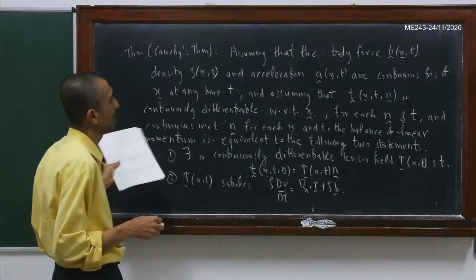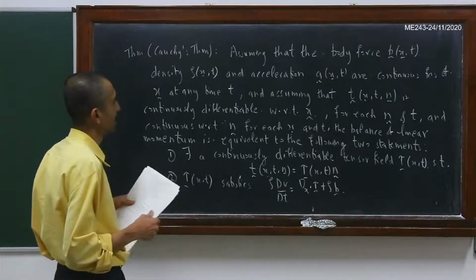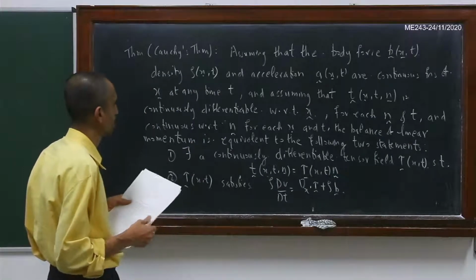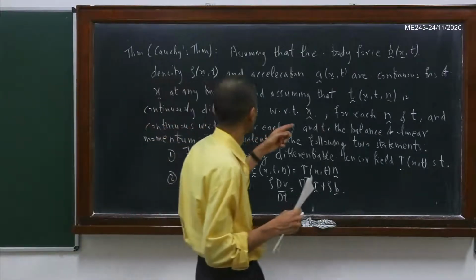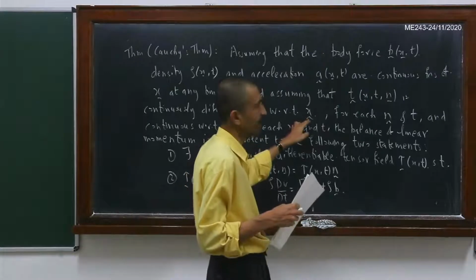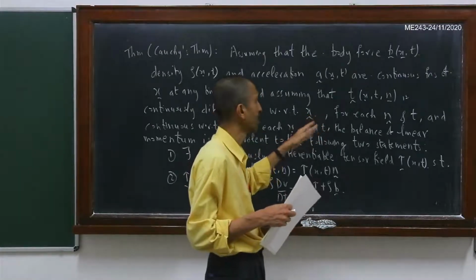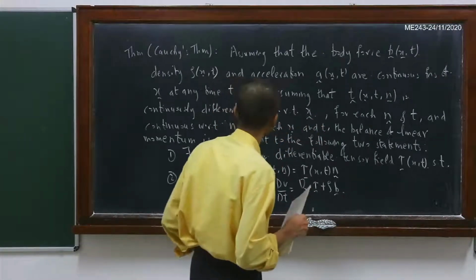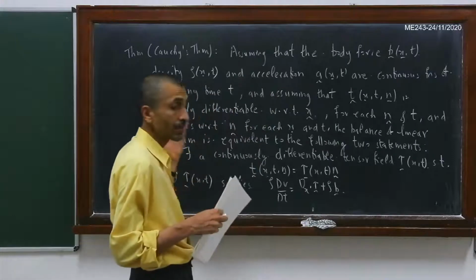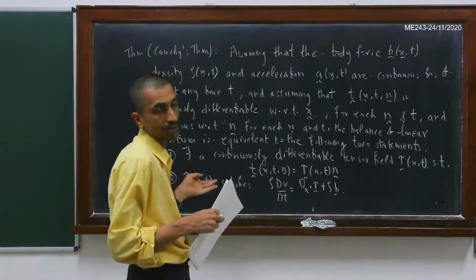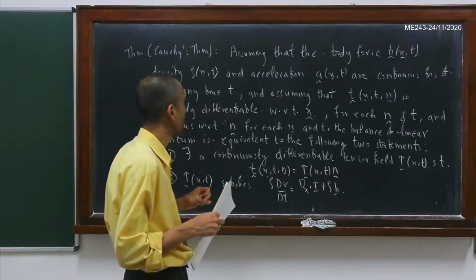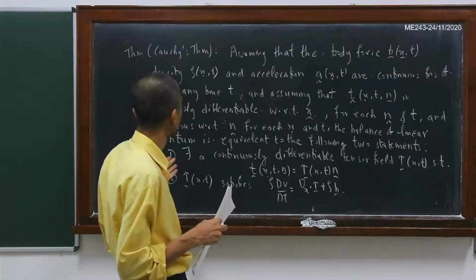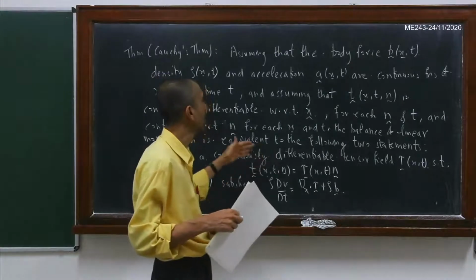So basically we assume that the body force, density and acceleration are continuous functions of x at any time, and we assume that the traction is continuously differentiable with respect to x. What does continuously differentiable mean? It means that the function itself is continuous and its derivative is also continuous. So that is what we mean by continuously differentiable with respect to x for each n, and also it is continuous with respect to n.